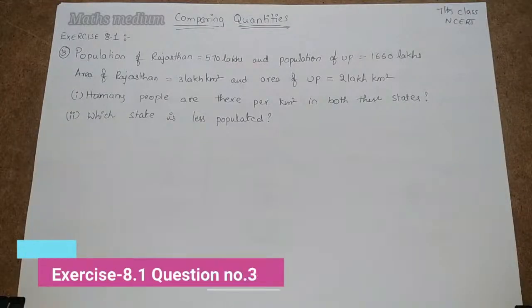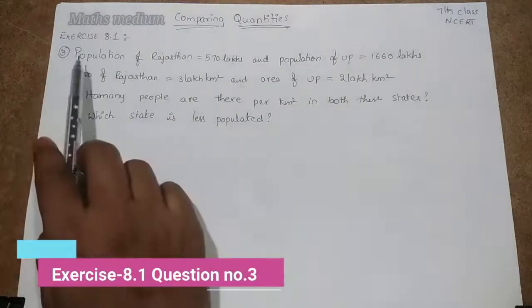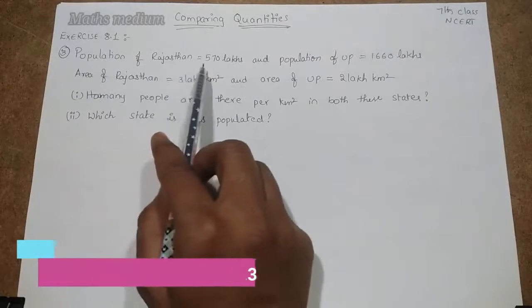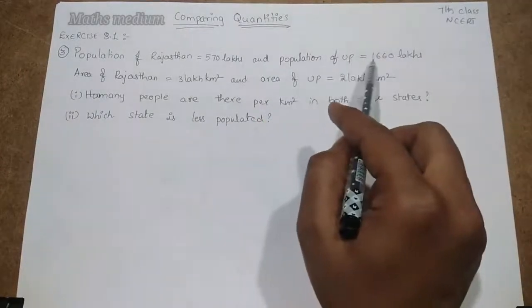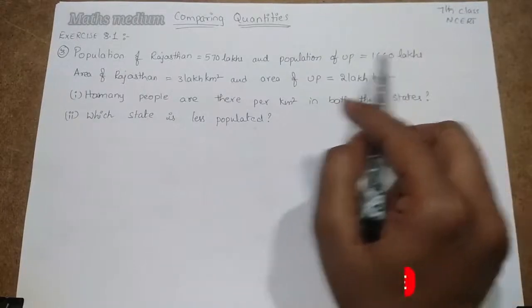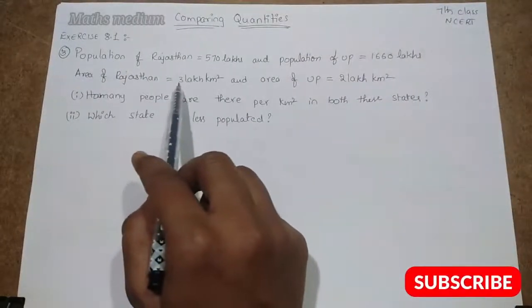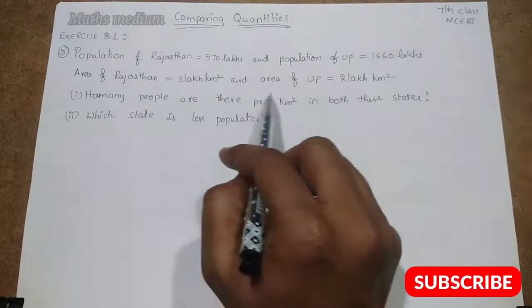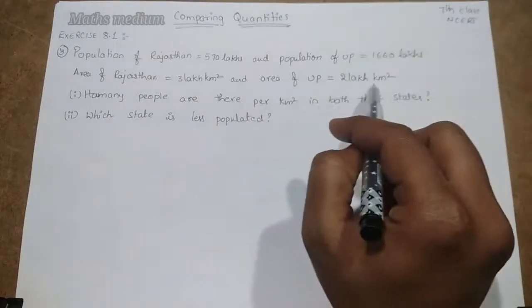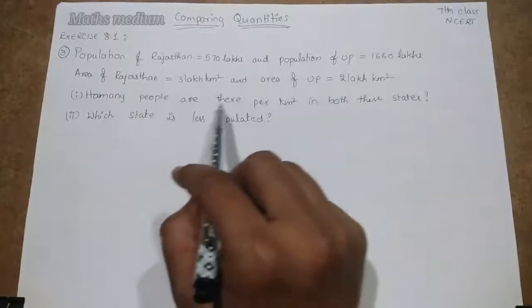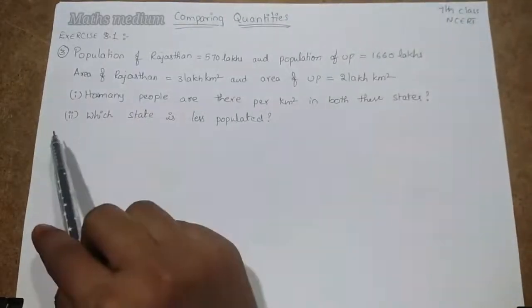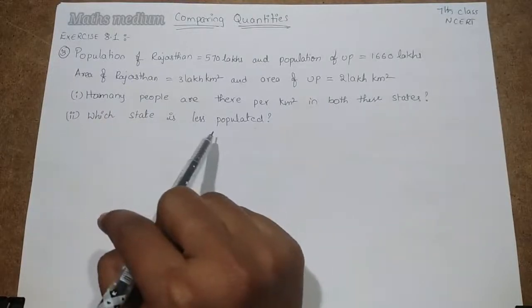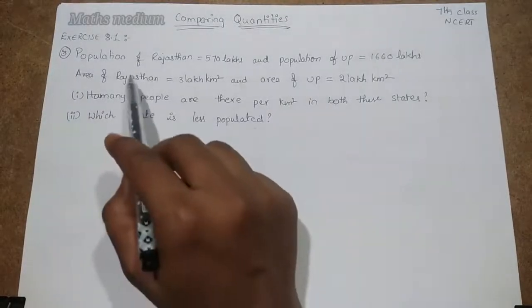Today I came with exercise 8.1 from Comparing Quantities, 7th class NCERT. Question number 3. Population of Rajasthan is equal to 570 lakhs and population of UP is equal to 1660 lakhs. Area of Rajasthan is equal to 3 lakh kilometer square and area of UP is equal to 2 lakh kilometer square. How many people are there per kilometer square in both these states? And second one is, which state is less populated? So these are the two questions from the given matter.